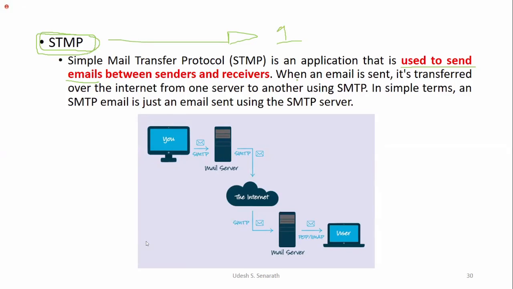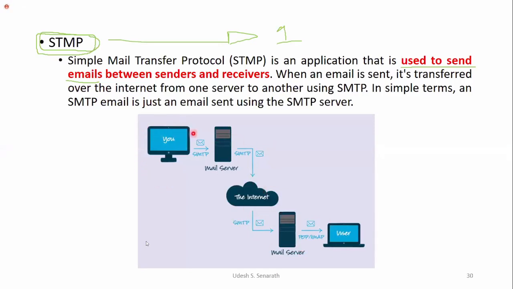When an email is sent, it is transferred over the internet from one server to another using SMTP. In simple terms, an SMTP email is just an email sent using the SMTP server. Look at this example, which is very easy to understand. Here you are, and here is another user, let's say your friend. You are sending an email to your friend.